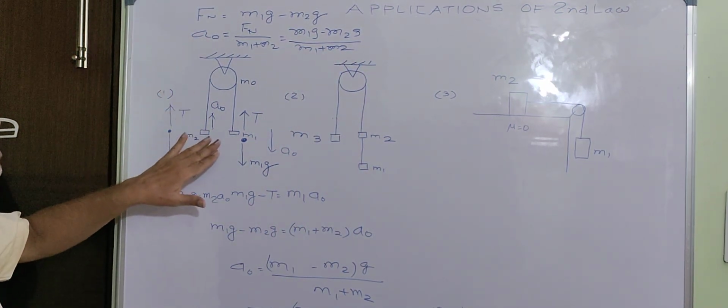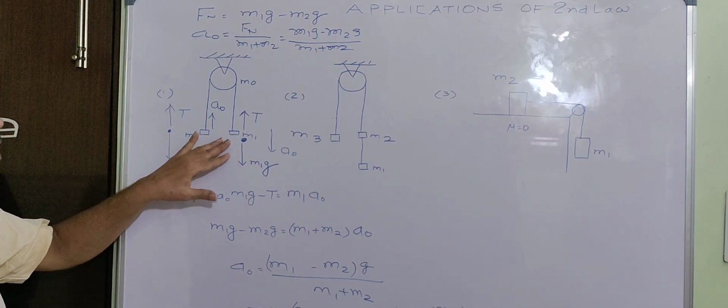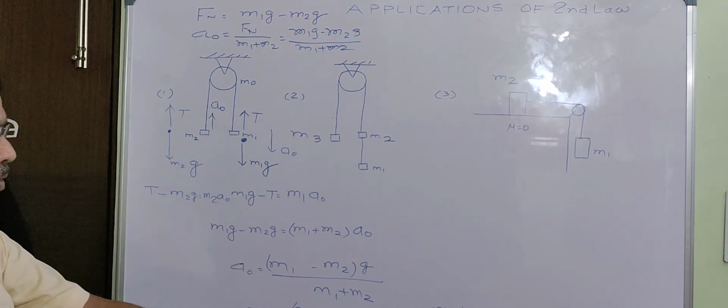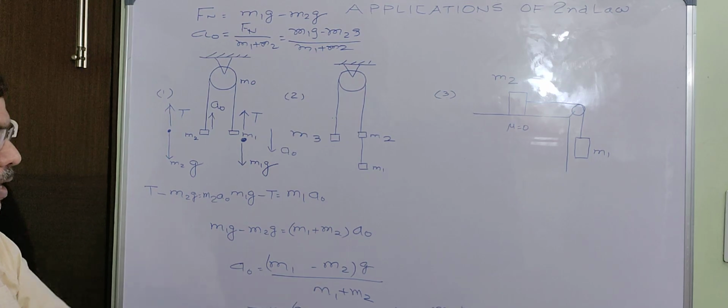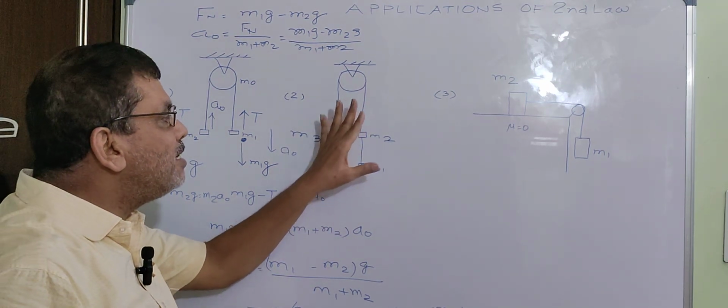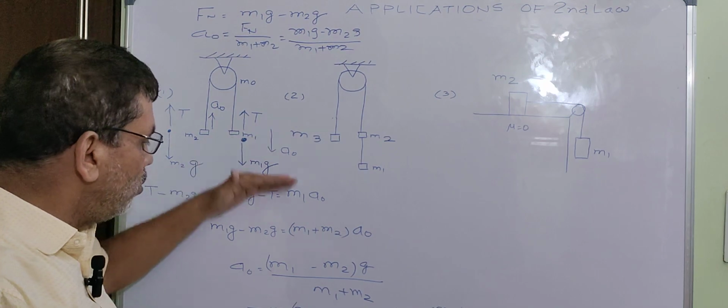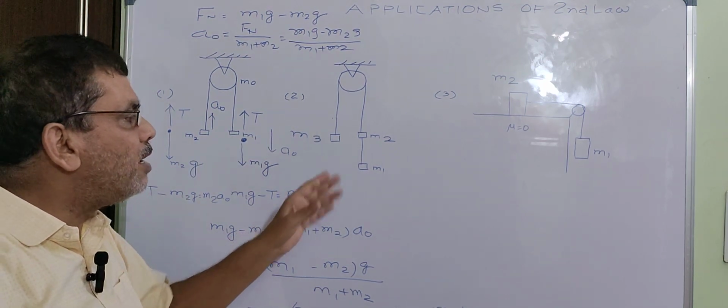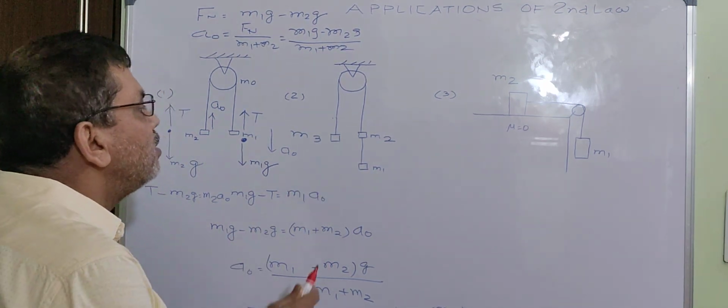And once you know the acceleration, you draw the free body diagram, get the value of T, that will be equal to 2 m1 g by m1 plus m2. Now in this example, I will not go through such a lengthy process. I will directly find out the acceleration here. Now let us see this example.